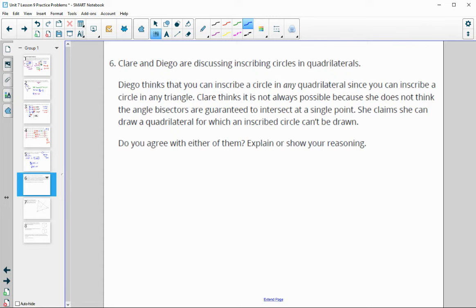Number 6, Claire and Diego are discussing inscribing circles and quadrilaterals.